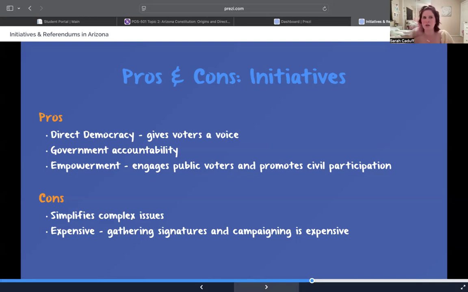Lastly, going through and having an initiative is very expensive from start to finish. You are looking at the cost of gathering signatures and campaigning. That is very, very expensive. It is not something that is cheap and done overnight. It takes a lot of time and money to put into it.